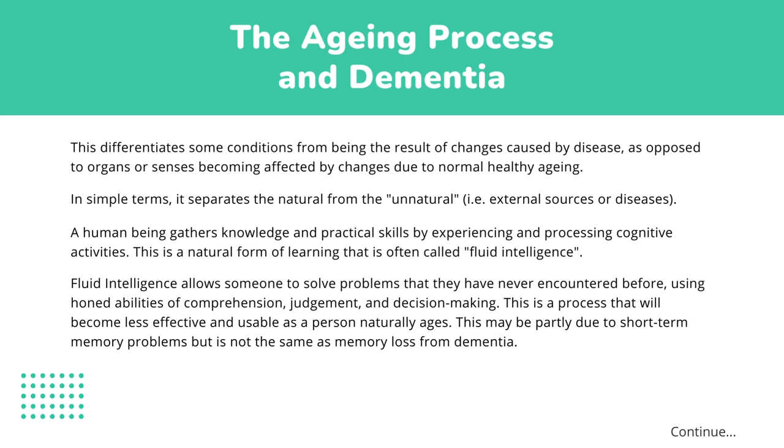A human being gathers knowledge and practical skills by experiencing and processing cognitive activities. This is a natural form of learning that is often called fluid intelligence. Fluid intelligence allows someone to solve problems that they have never encountered before, using honed abilities of comprehension, judgment, and decision-making. This is a process that will become less effective and usable as a person naturally ages. This may be partly due to short-term memory problems but is not the same as memory loss from dementia.